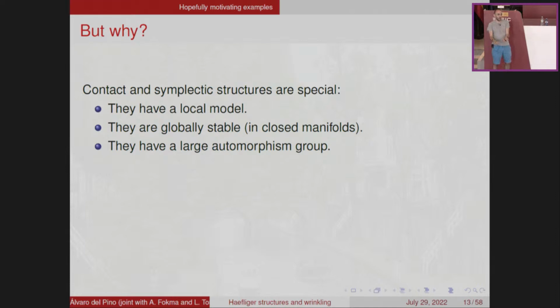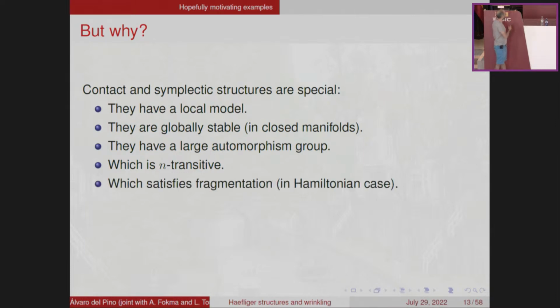In the Riemannian case, you would have a finite dimensional group. Here it's so large, in fact, that it's n-transitive. This means that any configuration of endpoints, you can move to any other configuration of endpoints. This is a way of measuring how flexible this group is. And when you look at the Hamiltonian case, it satisfies what we call fragmentation. This means that a Hamiltonian isotopy, you can write it as a composition of little Hamiltonian isotopies that are compactly supported. So you can cut off in the automorphism group, which is very strange. In fact, I don't know any other examples apart from this and diffeomorphism groups and maybe a handful of things.